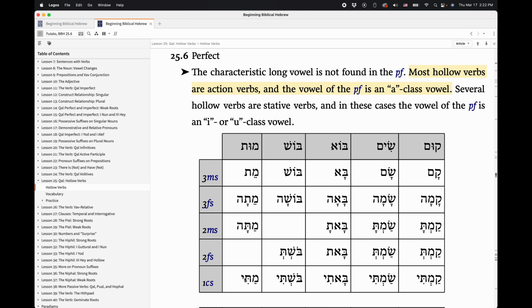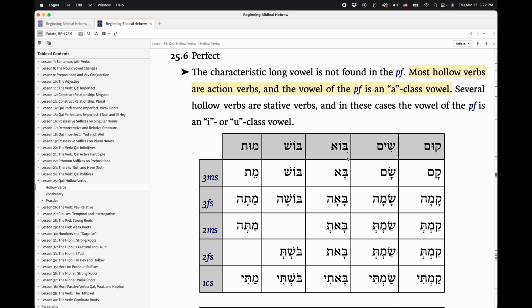And just like the stative perfect can have a different theme vowel, so the stative perfect, it could be either a patak, a holom, or a sere theme vowel. In the hollow verbs in the perfect, you can also have differences. So we'll focus first on the action verbs over here.